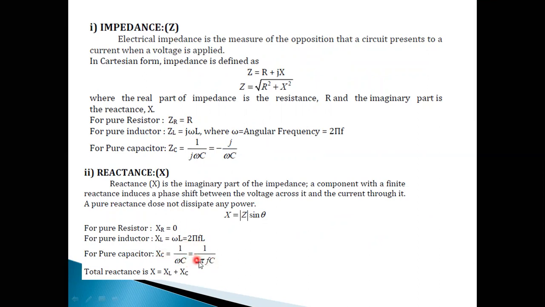We all know that omega is equal to 2 pi f. The total reactance here is X equal to XL plus XC. In terms of reactance, there is no resistance value; remember that. The total impedance Z is a combination of resistance and reactance. Resistance is comparable to DC resistance, while XL and XC come into the picture in AC.